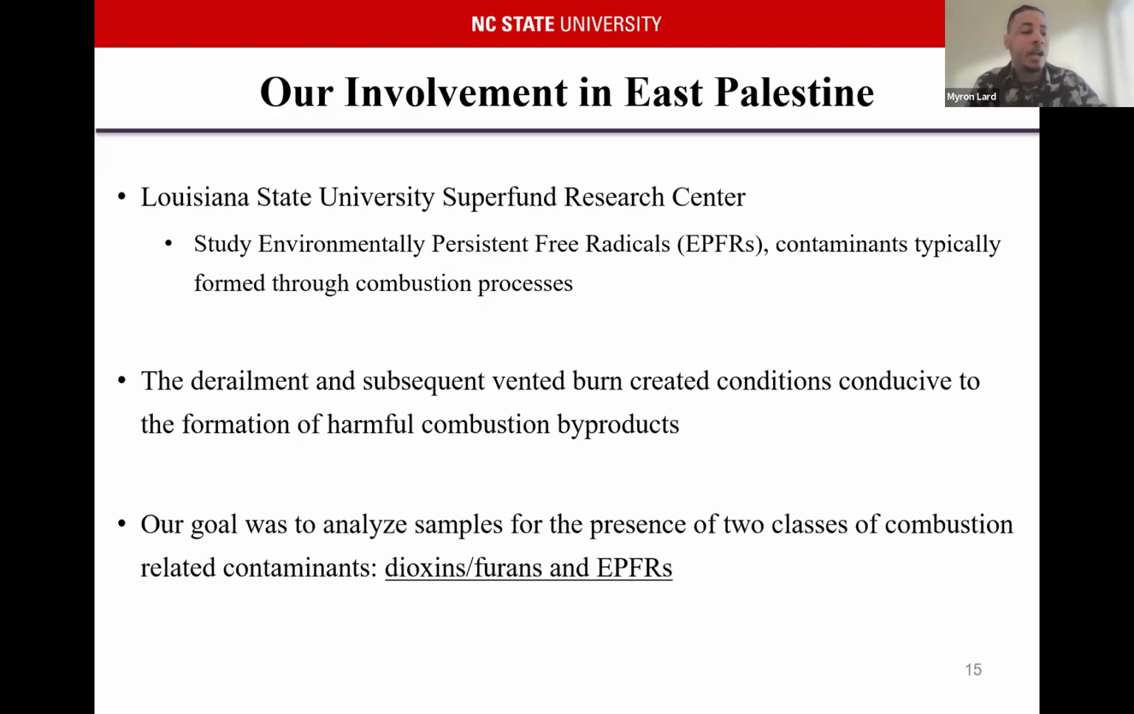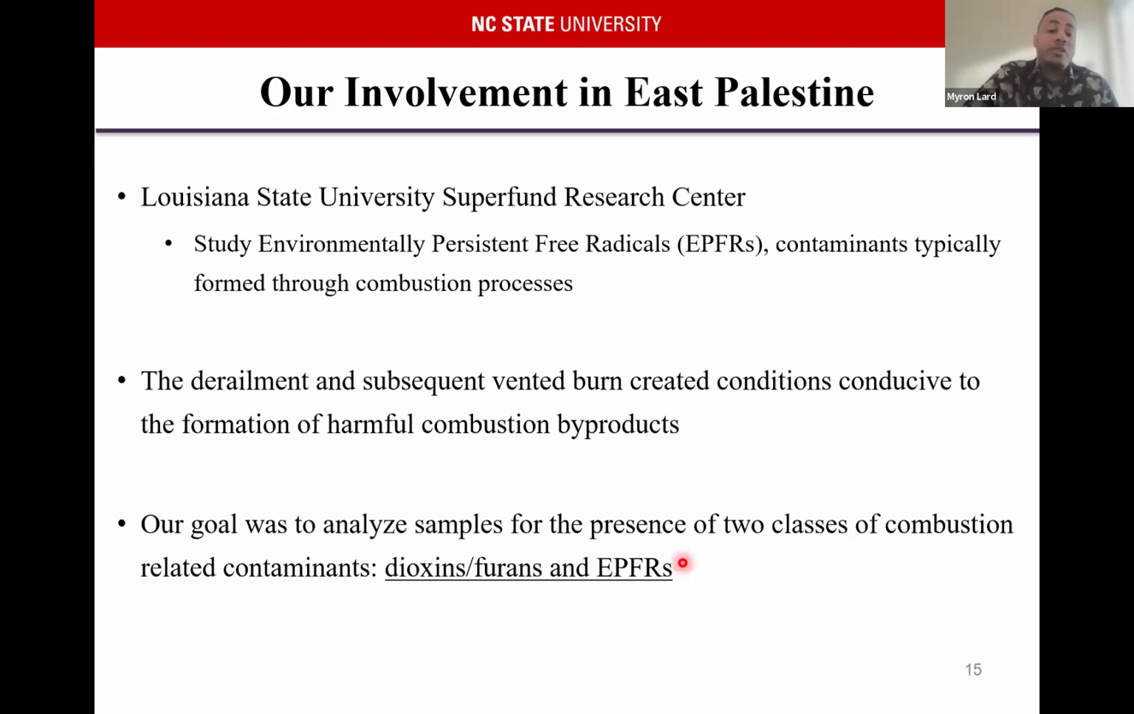A couple months after the derailment, I came to Kent State to present some of the research work that we had been doing in Colfax. While I was at Kent State presenting our Colfax research, I spoke with some researchers at Kent who suggested that we potentially use some of our expertise to help the community in East Palestine as well, because EPFRs are not a very commonly studied contaminant. And so we have a very localized expertise that can come in and do some studies that not everyone can carry out.